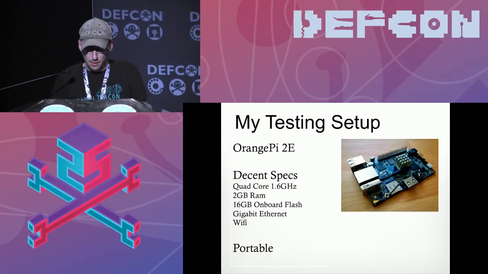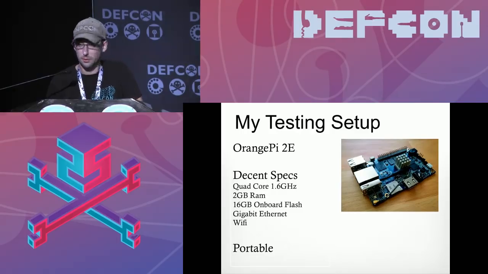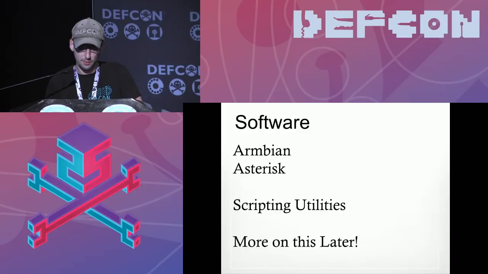I used an Orange Pi 2E, if anybody's familiar with those, very similar to a Raspberry Pi, or you could use a VM. But I used it because it has really decent specs. It can handle Asterisk really well. It's fairly portable. If you need to show it to somebody, you just take it with you. People like to look at shiny things, right? Turns out. And it doesn't take much to run a demo. So the software used Armbian and Asterisk, a bunch of scripting utilities. We'll get more into this a bit later.